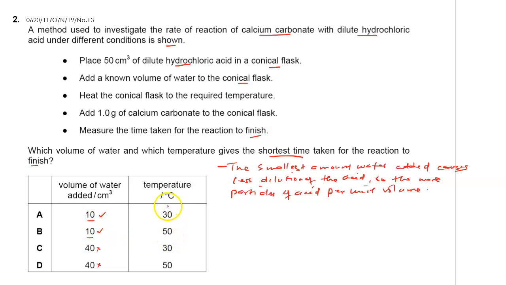Then the temperature, the higher temperature, the more particles with more or equal activation energy. So the faster the reaction will be. So you need a higher temperature. So between 30 and 50, the higher temperature is 50. That's why the answer is B.